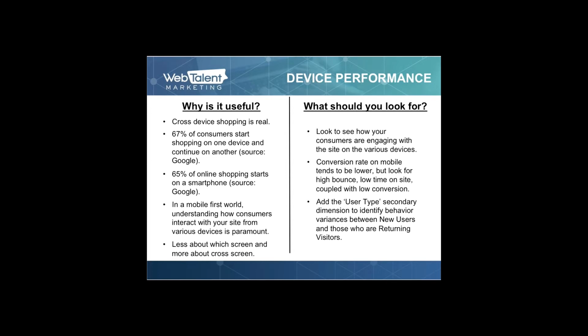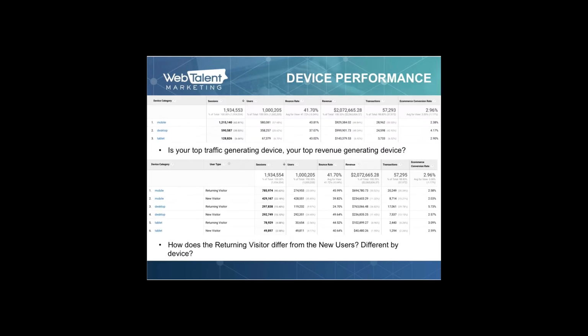So understanding the differences between that is really insightful to be able to plan your marketing strategy. Here's what the reports look like. The one on the top is just the standard device performance report. And you can see in this particular instance, mobile is heavily driving a lot of the sessions, making up 63% of total sessions during this period, but the desktop is contributing a larger share of revenue.